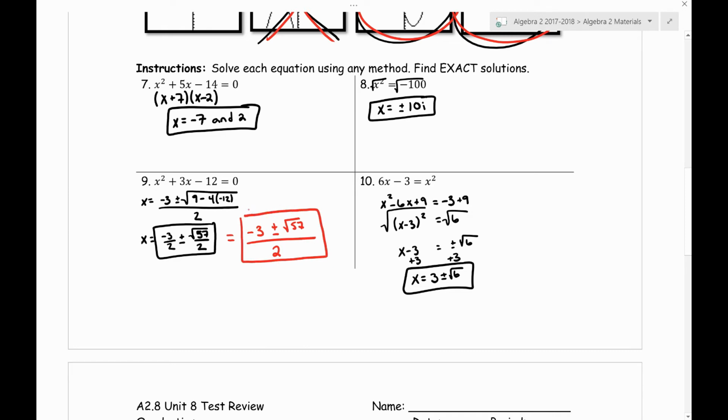In number 10, I decide to complete the square. I bring that 6x over. I take half of the b term, which is 6. Half of that 6 is 3. Square it, add it to both sides, you get 9 on both sides. This creates a perfect square trinomial on the left, and you get 6 on the right. You take the square root of both sides, use the square root property, you get one positive answer, one negative answer. Add 3 to both sides, and you get x is equal to 3 plus the square root of 6. And the second root is 3 minus the square root of 6.